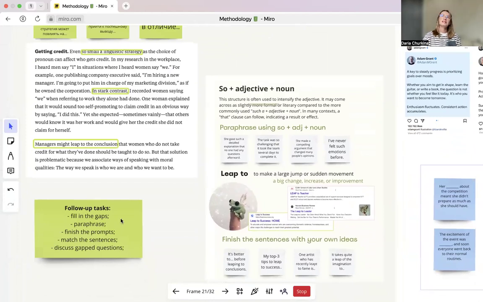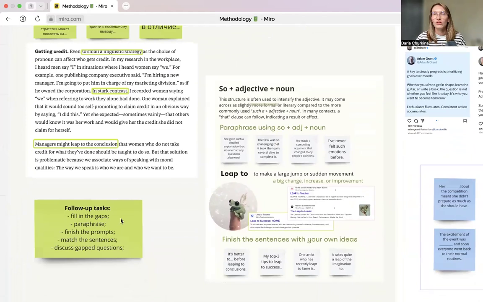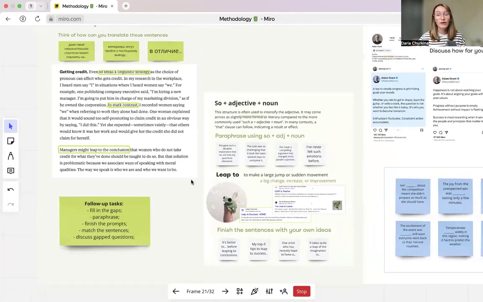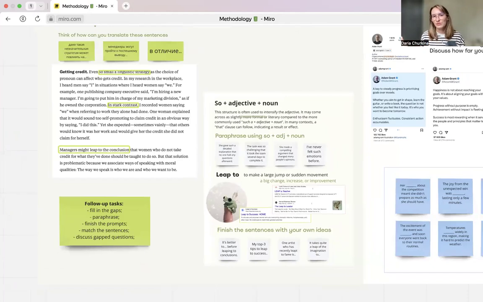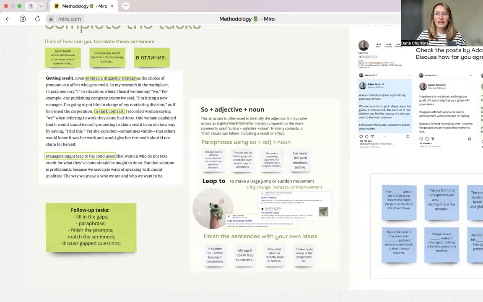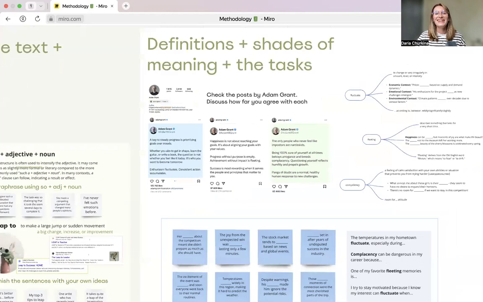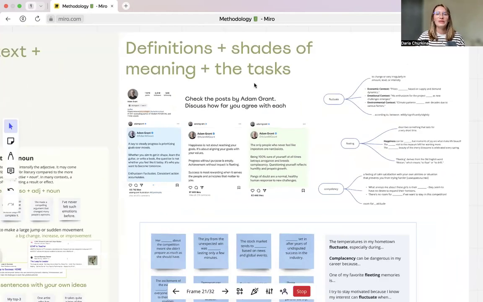These follow-up tasks may vary. You can also include gap fills, finishing the prompts, matching the sentences using, for example, Wordwall, or discussing questions. But the idea is that you make it really bite-sized and you come up with several types of activities to make the new language stick. Okay, another variation, very similar, but slightly different, is definitions plus shades of meaning plus the tasks.